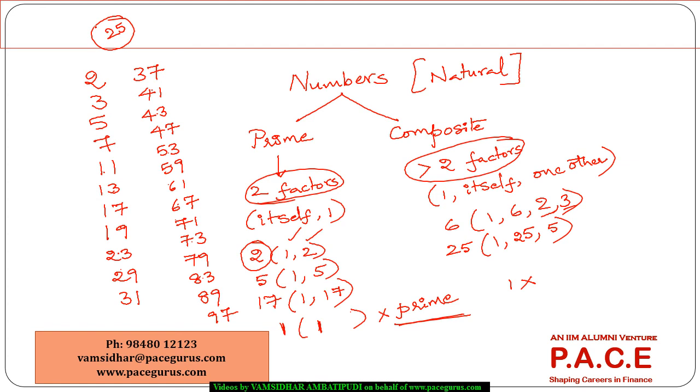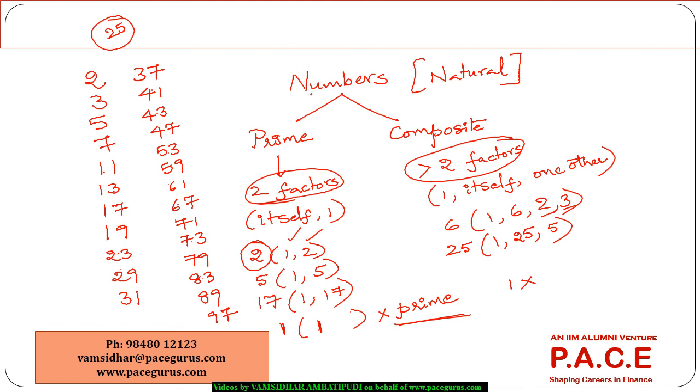Out of this whole list, you can see there is only one even prime number, which is 2. All others are odd. Of course, from 4 onwards, 2 is an additional factor. That's the reason other even numbers don't come under the category of prime numbers.